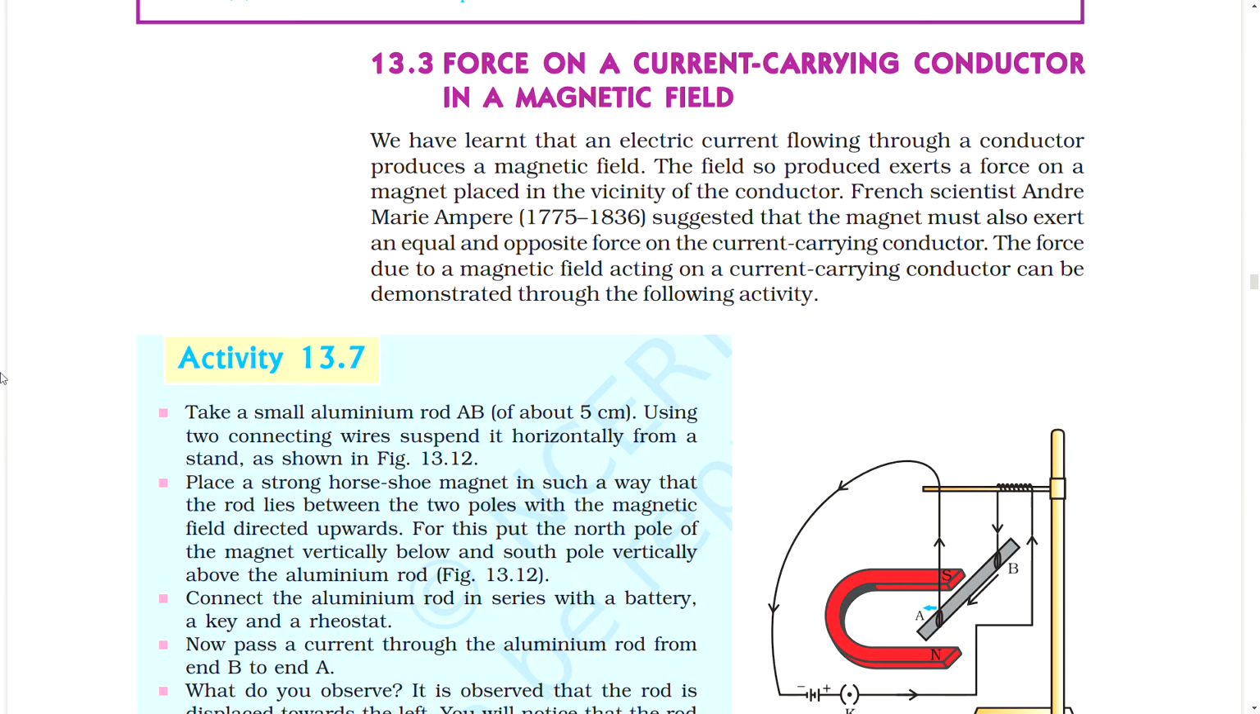Force on a current carrying conductor in a magnetic field. We have learned that an electric current flowing through a conductor produces a magnetic field. The field so produced exerts a force on a magnet placed in the vicinity of the conductor. French scientist Henri-Marie Ampere, 1775 to 1836, suggested that the magnet must also exert an equal and opposite force on the current carrying conductor. The force due to a magnetic field acting on a current carrying conductor can be demonstrated through the following activity.